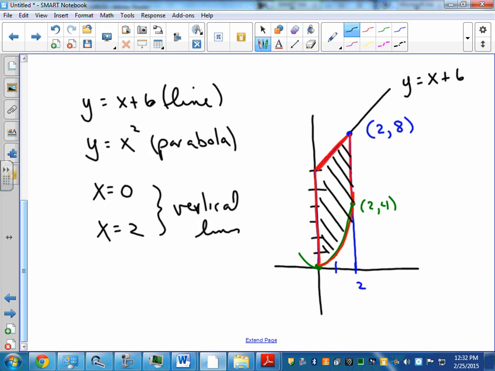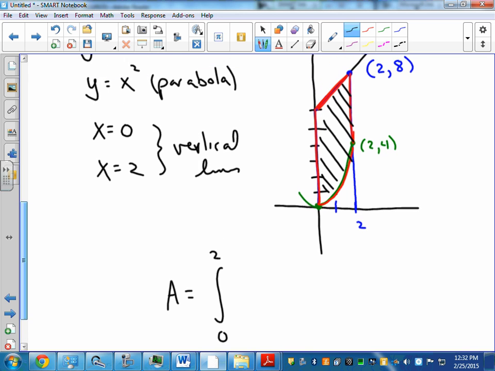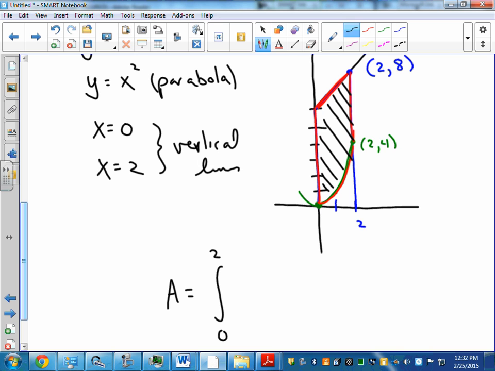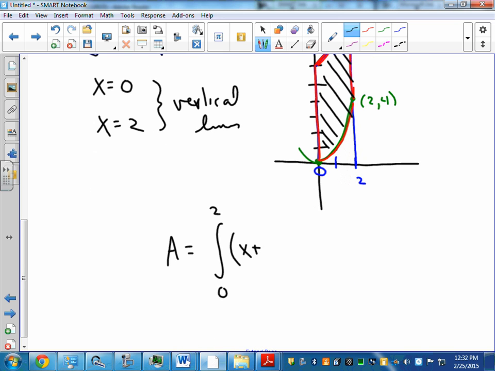Okay, so we just go to the definition and we say the area is going to be defined as an integral. We're going to be integrating from 0 to 2. These are the left and right bounds of integration. These are the vertical lines, 0 to 2. Okay, and then the integrand is going to be the top curve, which is x plus 6. And then you're going to subtract off the bottom curve, which is x squared. Find that difference and then integrate with respect to x. Okay, so there's the setup.